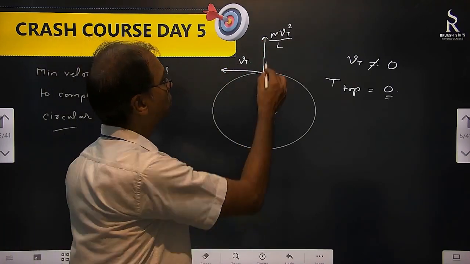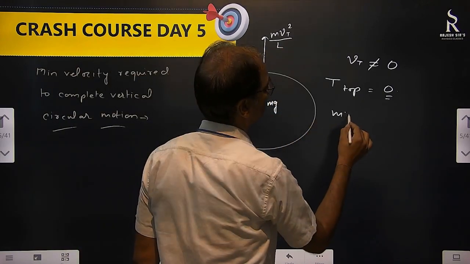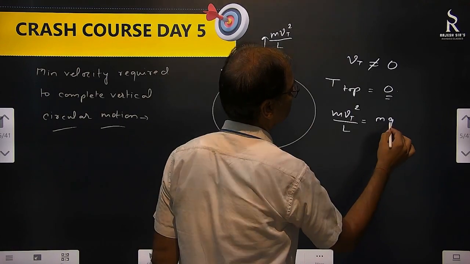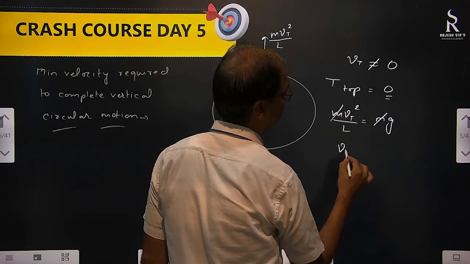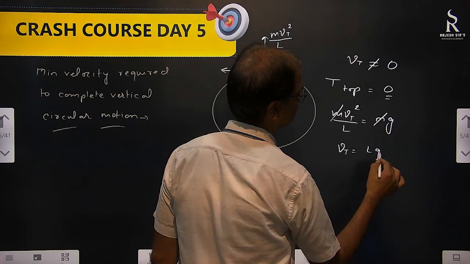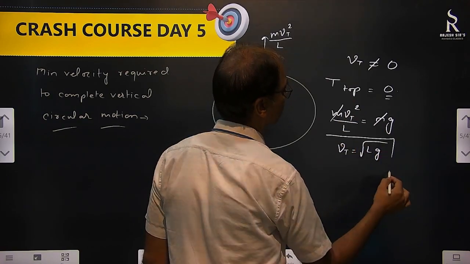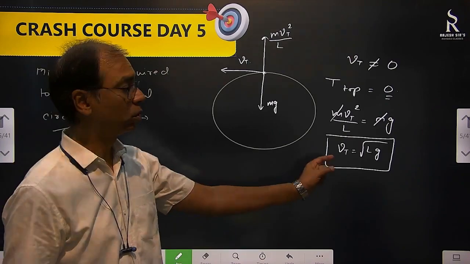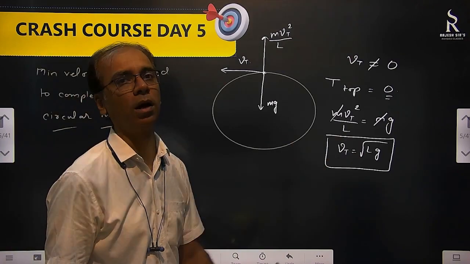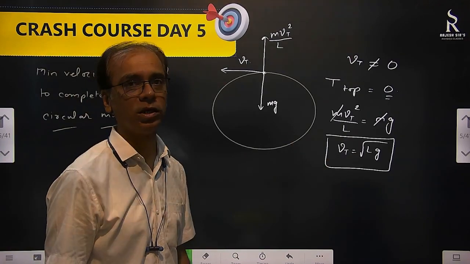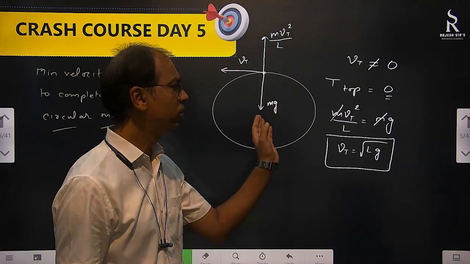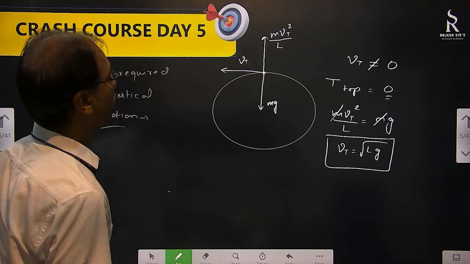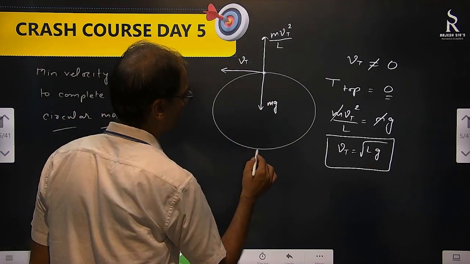So m Vt square by L equal to mg. m gets cancelled. So what is Vt? Vt is root Lg. So the minimum velocity at the topmost point for completing the vertical circular motion is root Lg, or root gr if we are talking in terms of radius, or in terms of length of the pendulum, root Lg.